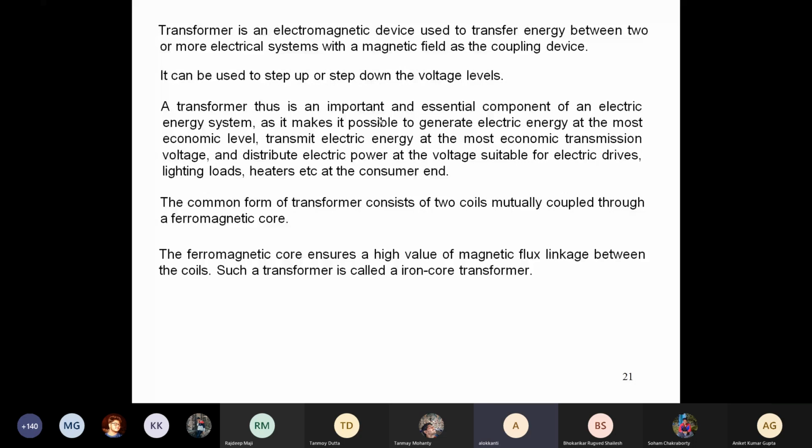So the ferromagnetic material basically ensures a high value of the magnetic flux between the coils. That is the property of the ferromagnetic material, to allow high values of the flux. That is how ferromagnetic materials are used as a magnetic material. So we have discussed what is the ferromagnetic material: iron, nickel. Okay, there are many alloys that make good ferromagnetic material.